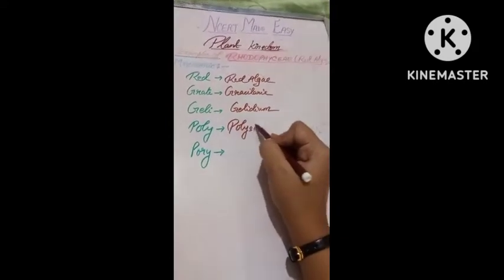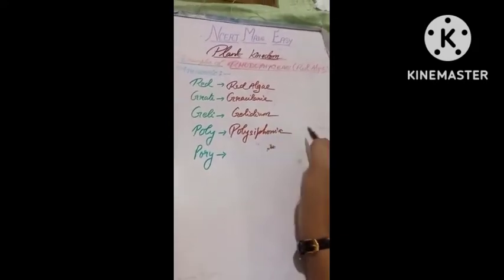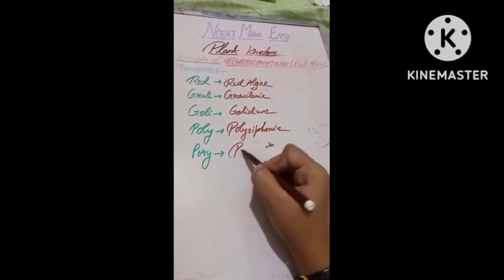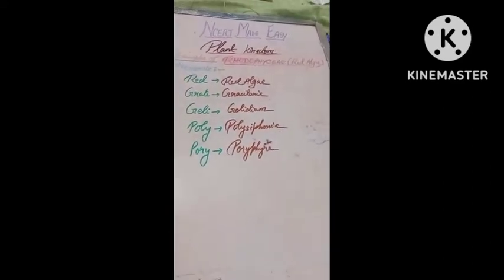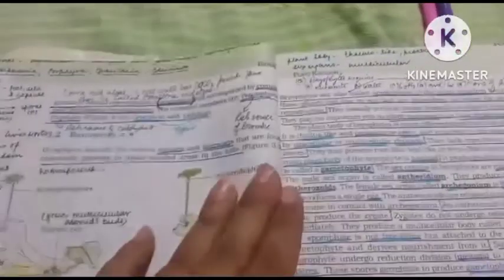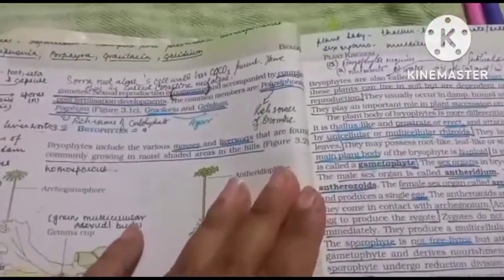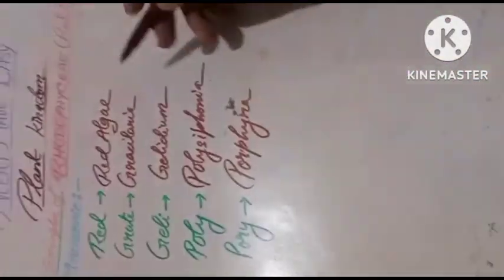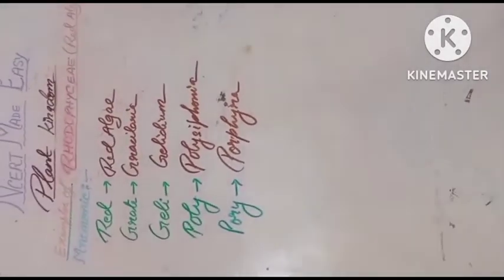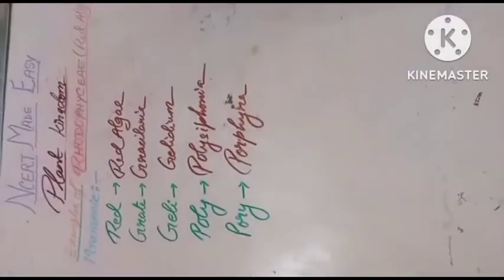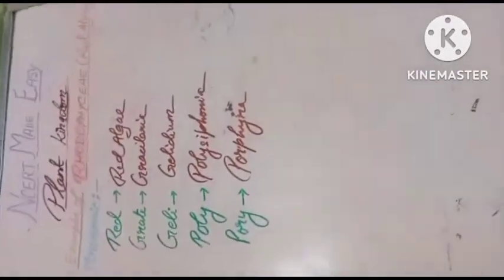Poly means Polysiphonia. And this poly represents Porphyra. And see, I have covered all examples: red algae, Gracilaria, Gelidium, Polysiphonia, Porphyra. Believe me, you just have to memorize it for 2 to 3 days. You are never going to forget till your NEET exam.